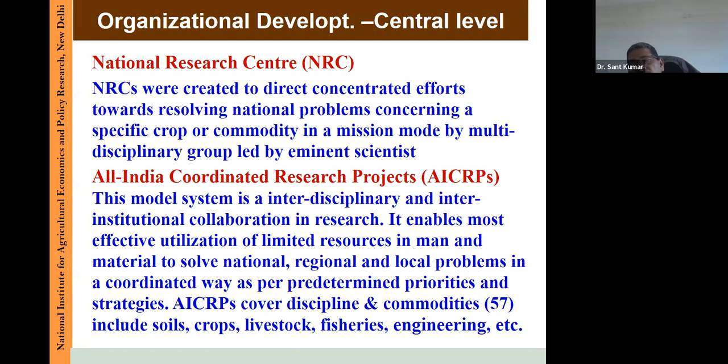This model system is interdisciplinary and inter-institutional in collaboration. It enables the most effective utilization of limited resources, both men and material, to solve national, regional, and local problems, with predetermined objectives, priorities, and strategies. The AICRPs cover disciplines and commodities: soils, crops, livestock, fisheries, engineering. Presently, we are running 57 such AICRPs in the country.